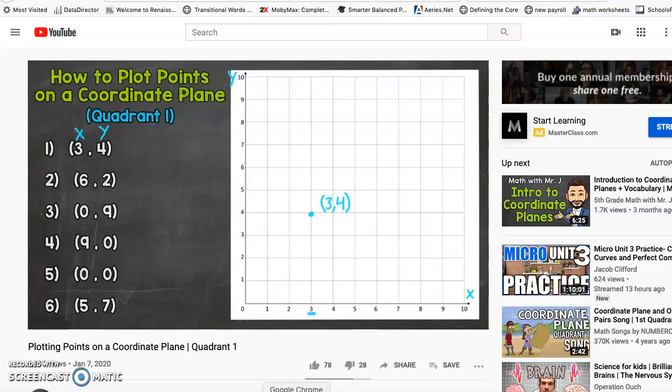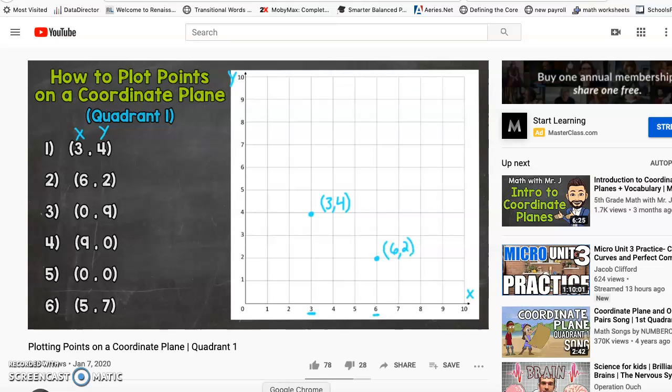So let's go to number 2 there. 6, 2. So again, that 6 is our x-coordinate, and the 2 is our y. So we would go over 6 here, and then up 2, and plot a point. 6, 2.